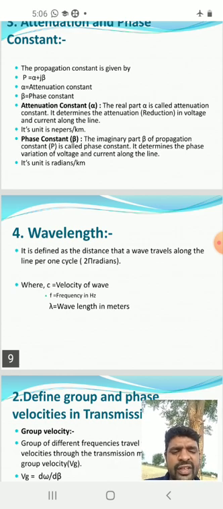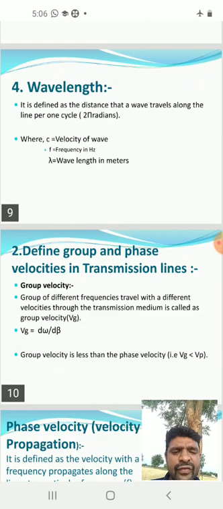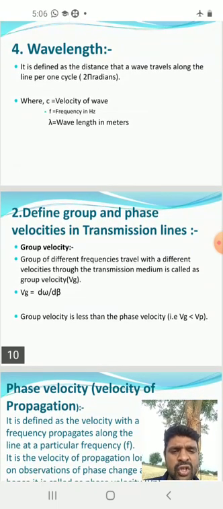and f means frequency in hertz. Next, define group and phase velocities in a transmission line.